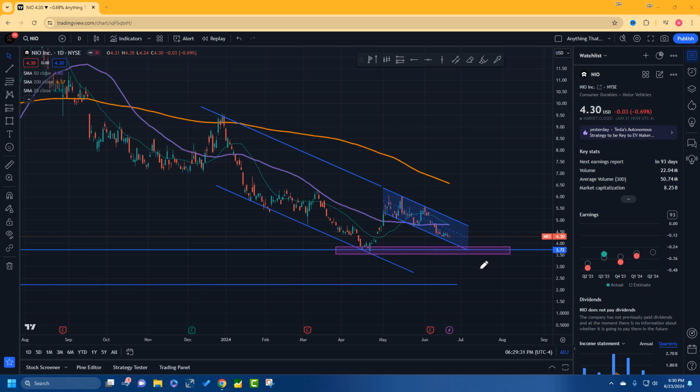As support levels. Now what's this part in here?